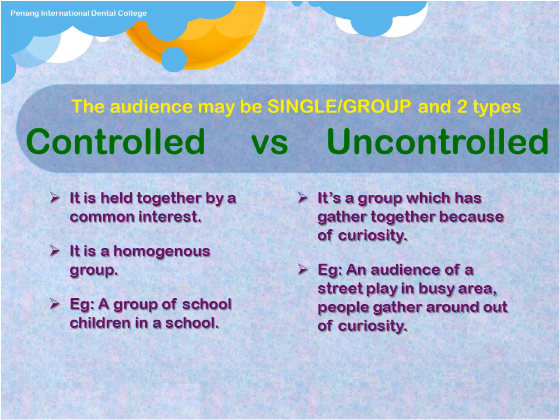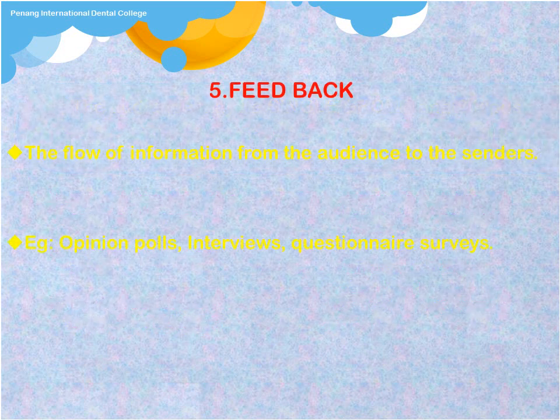So the audience may be controlled or uncontrolled. The controlled is like what we have when we hold lectures in schools and colleges. The uncontrolled is when a group of people gather more because of curiosity. This can be when a play is conducted in public, on the streets or roads, and people have gathered to find out what's going on. Now, the feedback, I'm sure you're all very well aware, because at the end of your terms, you do give feedback about your lecturers.